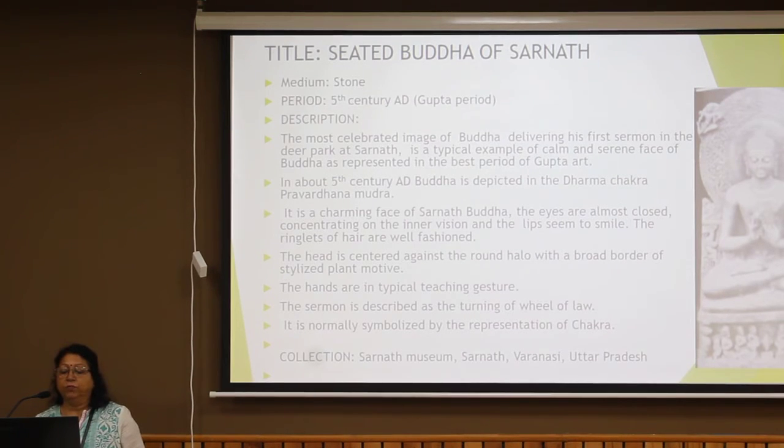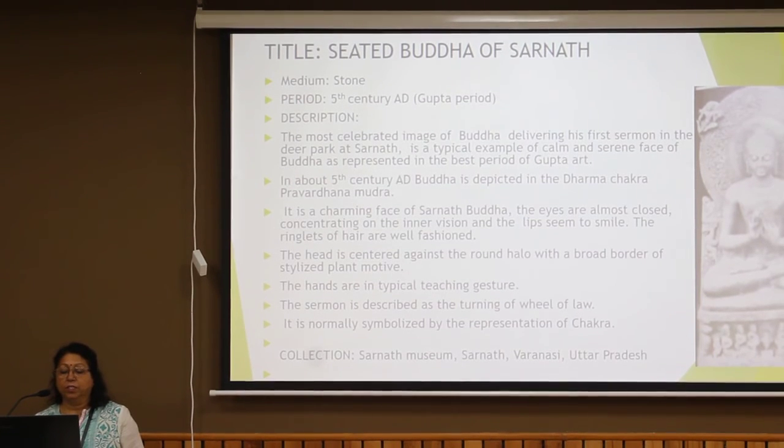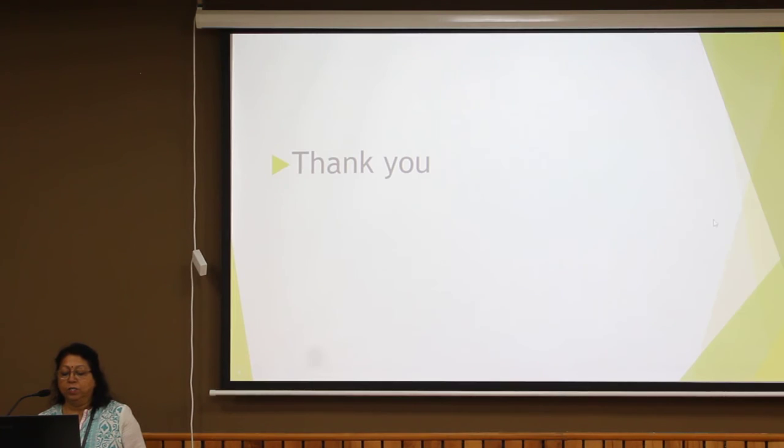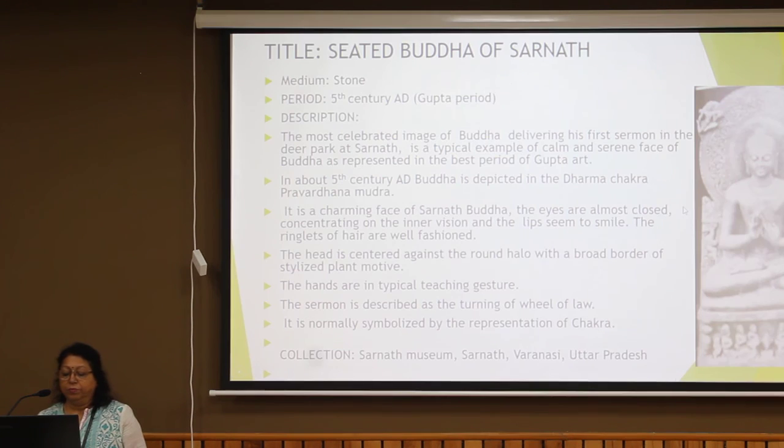This is a charming face of the Sarnath Buddha. The eyes are almost closed, concentrating on the inner vision, and the lips seem to smile. The ringlets of hair are well fashioned. The head is centered against the round halo with a broad border of stylized plant motifs. The hands are in a typical teaching gesture. The sermon is described as the turning of the wheel of law and is normally symbolized by the representation of a chakra.